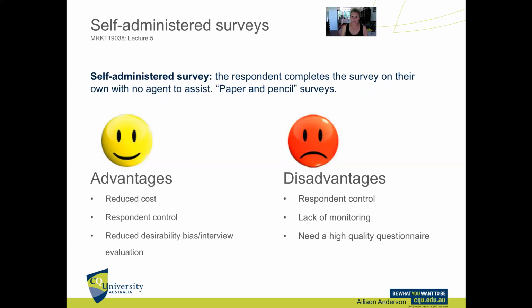Right, self-administered surveys. This is where the respondent completes a survey on their own with no agent to assist. This is a paper and pencil survey. Our survey that we operate, our longitudinal survey that I mentioned a couple of lectures ago, that we administer out at the airport here in Cairns, is a self-administered survey.